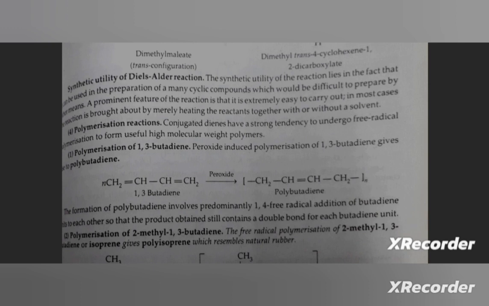Synthetic utility of Diels-Alder reaction. The synthetic utility of the reaction lies in the fact that it can be used in the preparation of many cyclic compounds which would be difficult to prepare by other means. A prominent feature of the reaction is that it is extremely easy to carry out. In most cases, the reaction is brought about by merely heating the reactants together with or without a solvent.